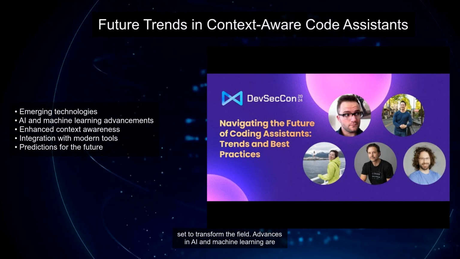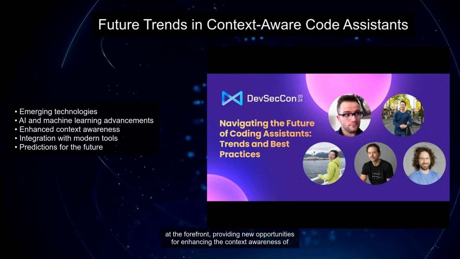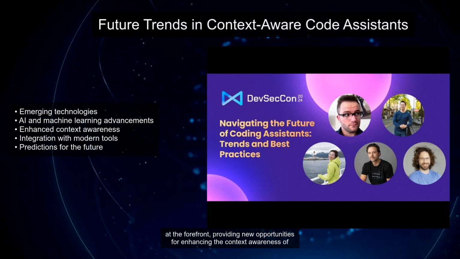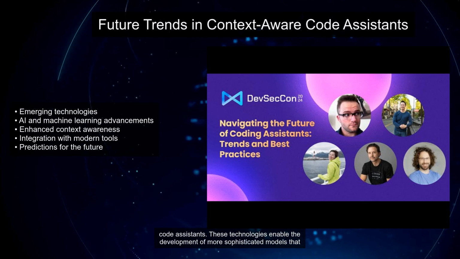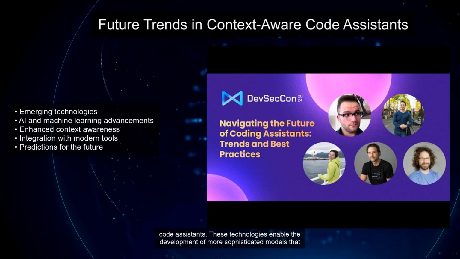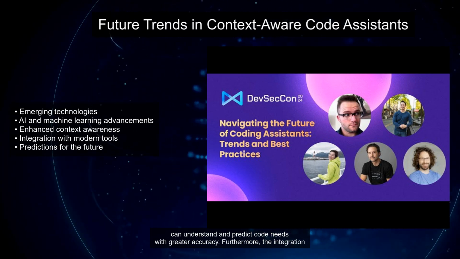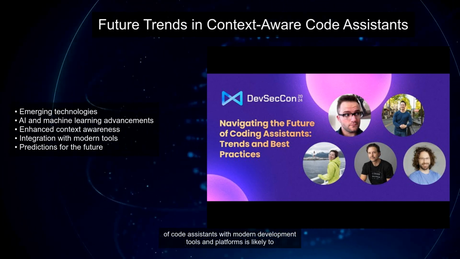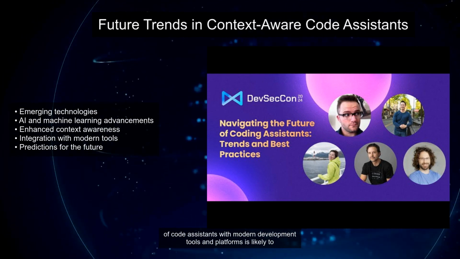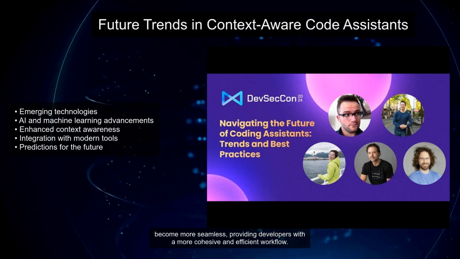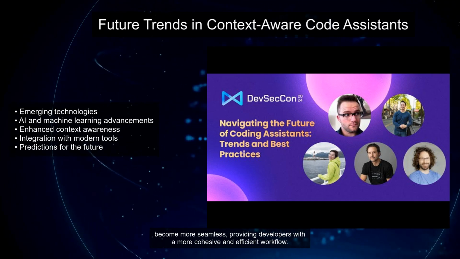Advances in AI and machine learning are at the forefront, providing new opportunities for enhancing the context awareness of code assistance. These technologies enable the development of more sophisticated models that can understand and predict code needs with greater accuracy. Furthermore, the integration of code assistance with modern development tools and platforms is likely to become more seamless, providing developers with a more cohesive and efficient workflow.